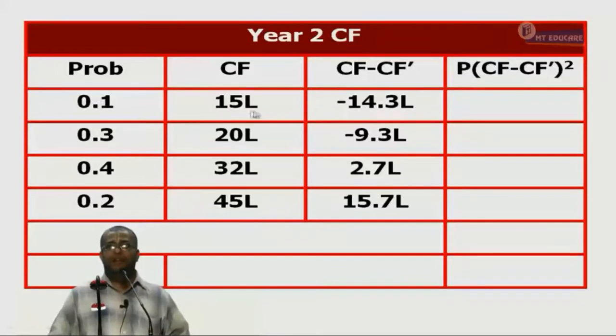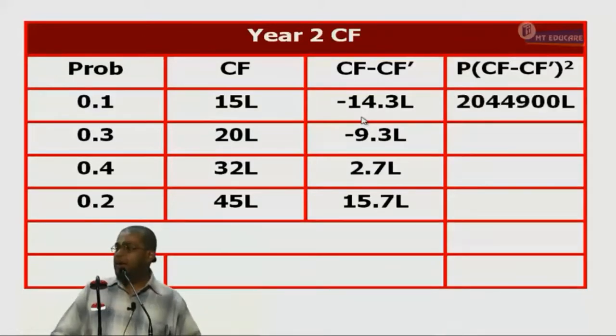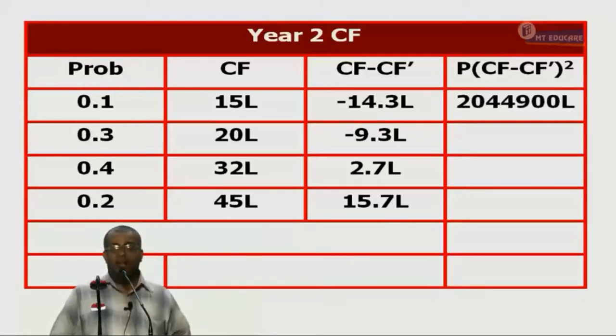0.1 into 14 lakh 30,000 into 14 lakh 30,000. Are you following or not? If I multiply, I'll be getting 20 lakh 44,900. Did you understand the number or not? 20 lakh 44,900 followed by how many zeros? 5 zeros. Are you following?